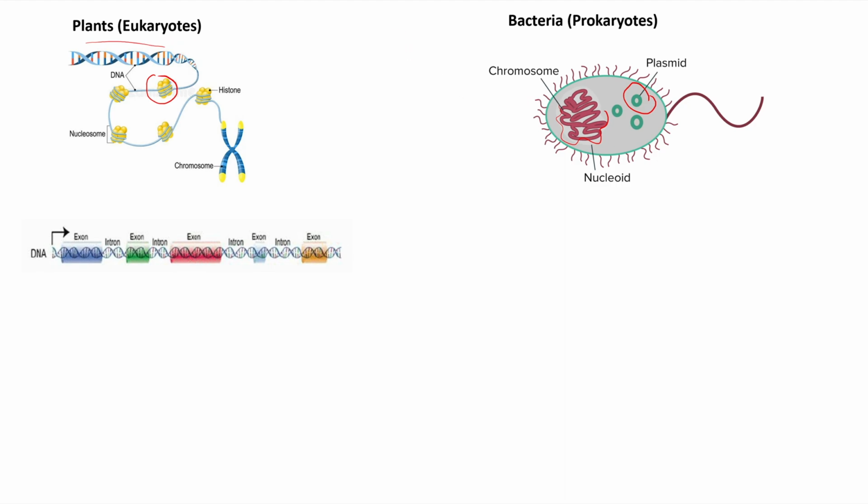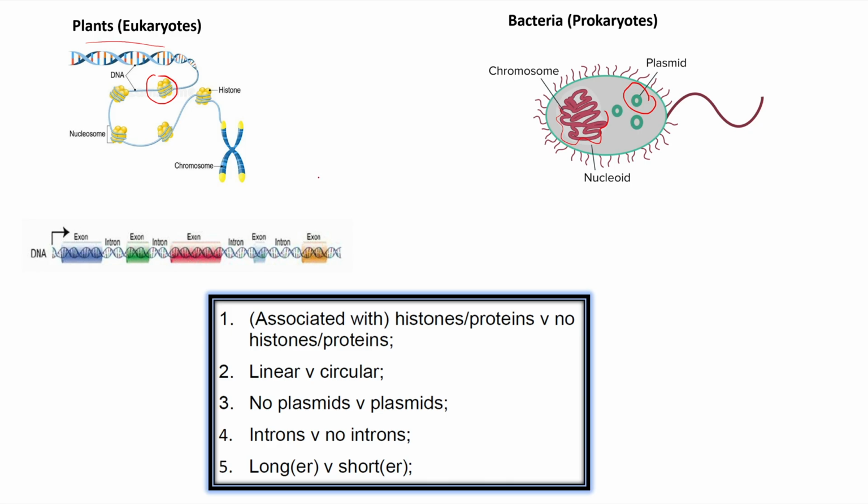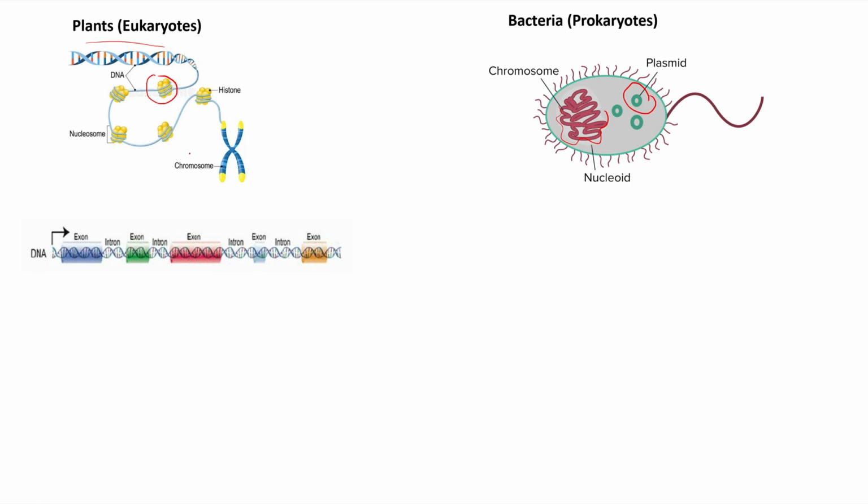So you will include any 3 of these points. Number 1, associated with histones proteins versus no histones proteins. So histone proteins in eukaryotes and no histone proteins in prokaryotes. Number 2, eukaryotic linear, prokaryotic circular. Number 3, no plasmid in eukaryotes, plasmids in prokaryotes. Number 4, introns. If you look at the DNA, you will see a lot of introns in the DNA. Introns are basically these, which is a non-functional DNA, but the exon is a functional DNA. So eukaryotic DNA has a lot of introns, while in case of the bacteria, you won't find any introns.